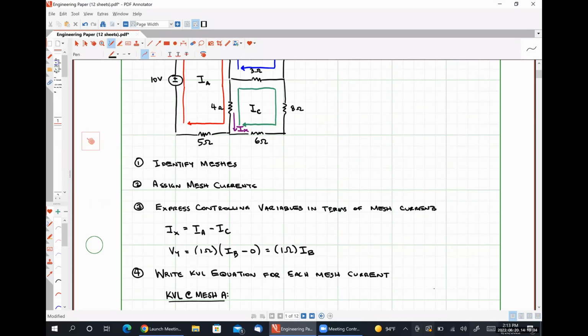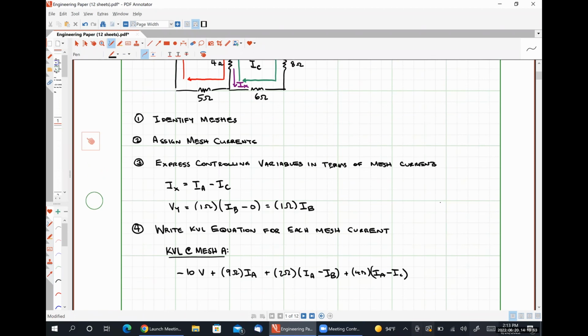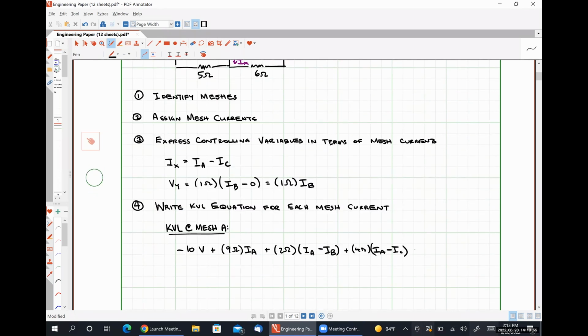Then we see our 4 ohm resistor, and we have a similar case. So we're going to see 4 ohms times IA minus IC in this case. And lastly, we see our 5 ohm resistor, and the only mesh current that's flowing through that is IA. And we've now reached the same point that we started at, and so we set this equal to 0. So here's our first equation.